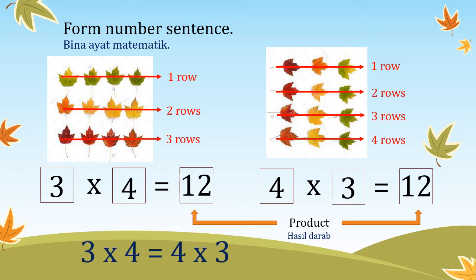So we can say that 3 times 4 is equal to 4 times 3. Okey, walaupun kedudukan nombornya adalah tidak sama, 3 times 4 dan satu lagi 4 times 3. But when the product is the same, we can say that 3 times 4 is the same as 4 times 3. Walaupun kedudukan nombornya adalah tidak sama, ya. Okey.